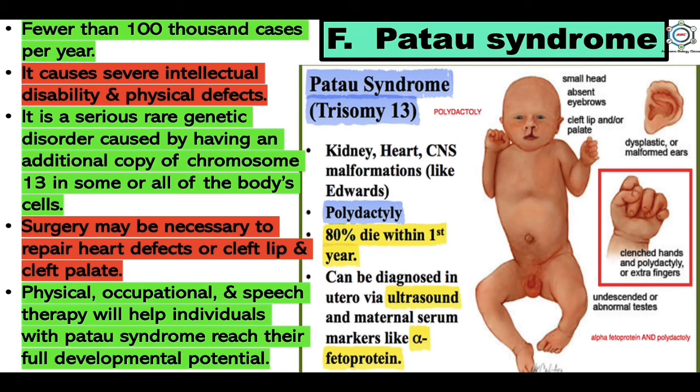Polydactyly, 80% die within the first year, can be diagnosed in utero via ultrasound and maternal serum markers like alpha fetoprotein. Here in this picture you can see the signs and symptoms like the small head, absent eyebrows, cleft lip, palate, and dysplastic or malformed ears, clenched hand and polydactyly or extra fingers, undescended or abnormal testes. So these are the symptoms of Patau syndrome.